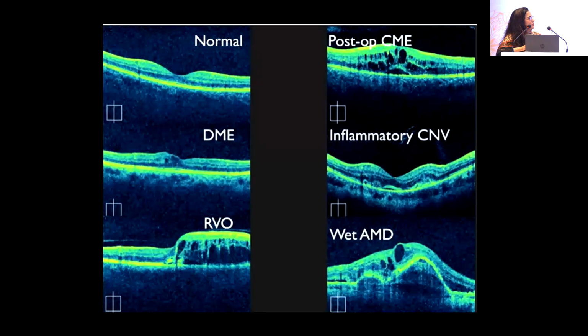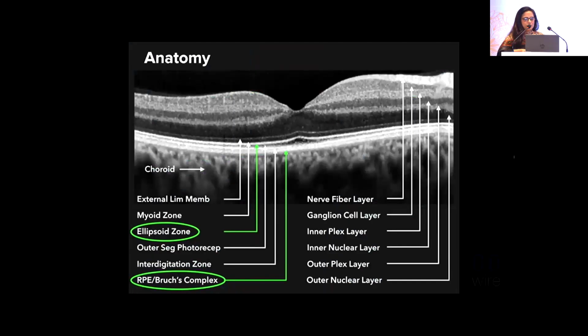So this is a normal OCT, this is diabetic macular edema, this is a branch retinal vein occlusion where you see this asymmetric edema. These large cystoid spaces are post-CME, inflammatory. CNVM and wet AMD would present like this, large PED, subretinal fluid. So many times you can just see it and make your diagnosis.